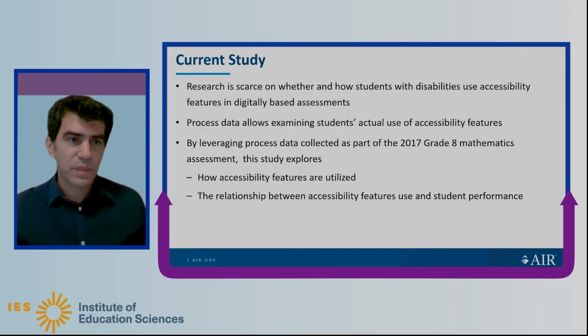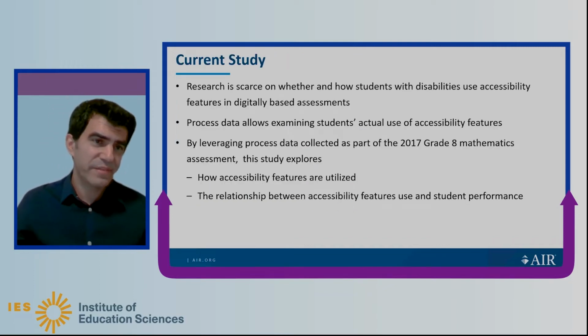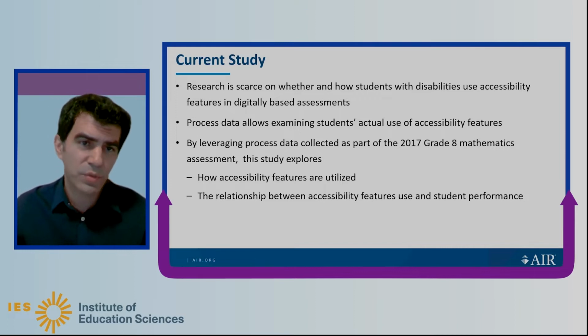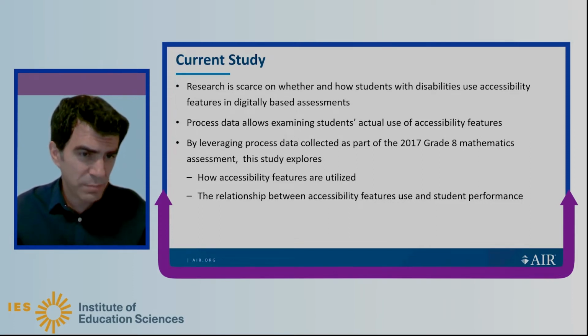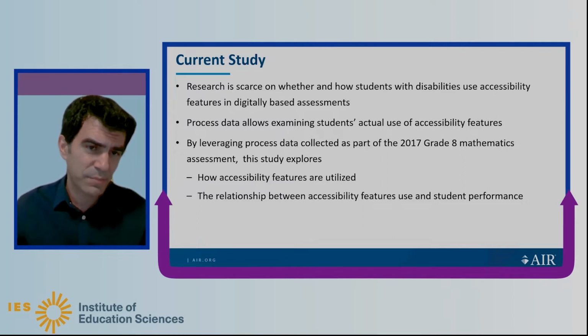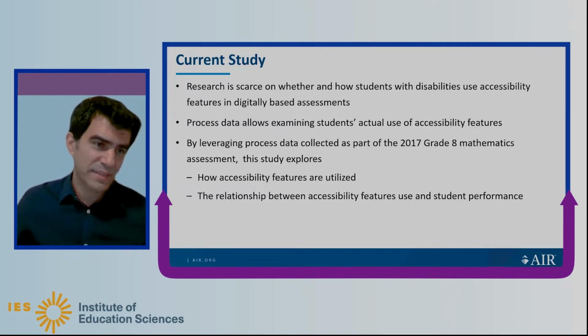Next slide. The current research is really limited on whether or how students, especially students with disabilities, use accessibility features in digital-based assessments. With process data, we can now actually explore how students use accessibility features. This study explores how accessibility features are used and the relation between accessibility feature use and student performance by leveraging process data collected as part of the 2017 grade 8 mathematics assessment.